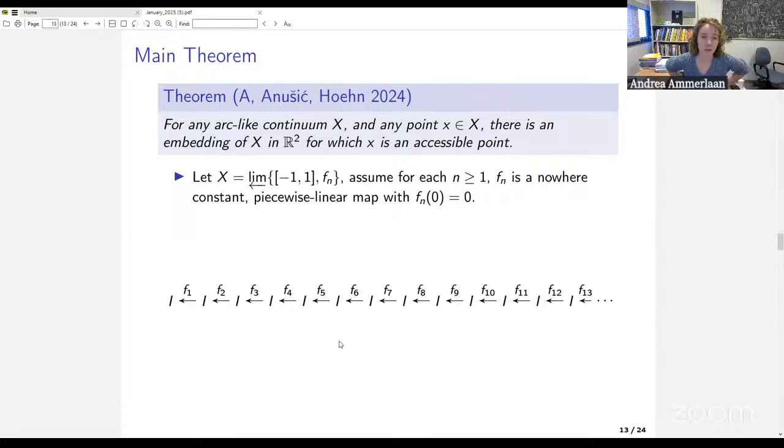So we answered the Nadler-Quinn problem in the positive. That is, we stated that for any arc-like continuum and any point in that continuum, we can embed the continuum in the plane with that point accessible. And yeah, all of the concepts discussed earlier are used in this proof, which I will overview now. So we take some continuum X, which is the inverse limit with bonding maps Fn.